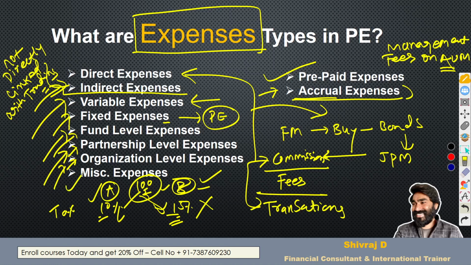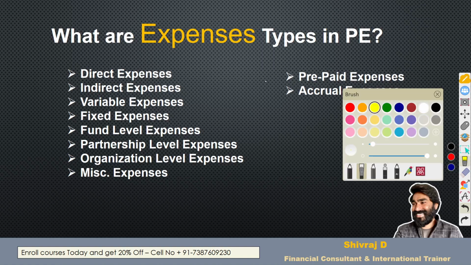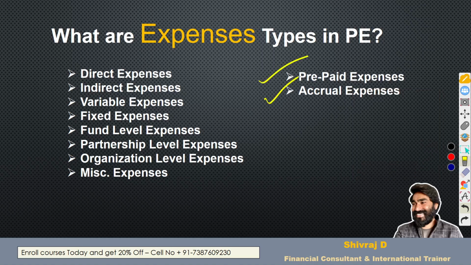All right. Next one is miscellaneous expenses. Miscellaneous means expenses which are not categorized under the above categories. Then you can call them miscellaneous expenses. The reason is the category is not available. All right. And then prepaid expenses, of course, prepaid and accrual expenses. Prepaid is basically paid in advance. Paid in advance.